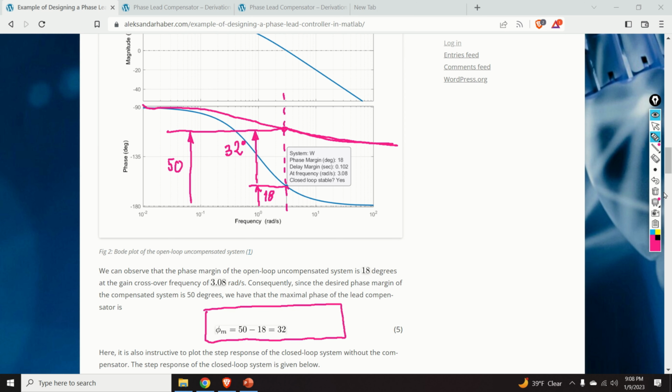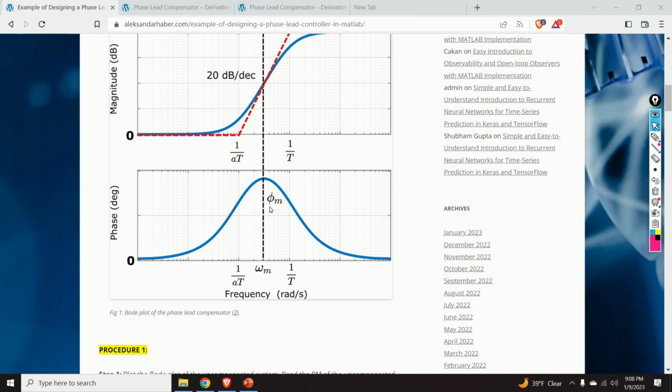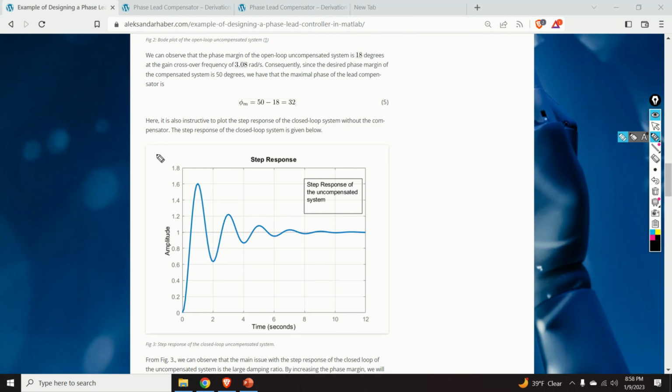Going back to the Bode plot of our compensator, we conclude that this value over here should be at least 32 degrees. Here, it is instructive and beneficial to stop for a second and to plot the step response of the closed-loop system without the compensator.